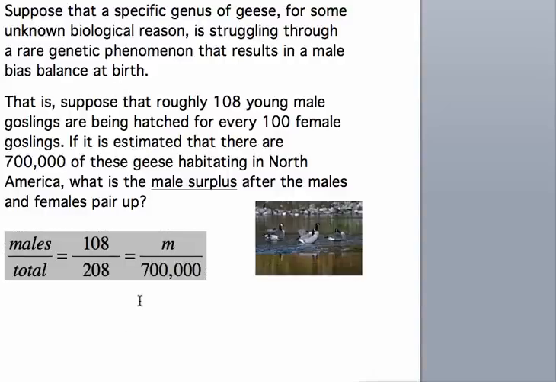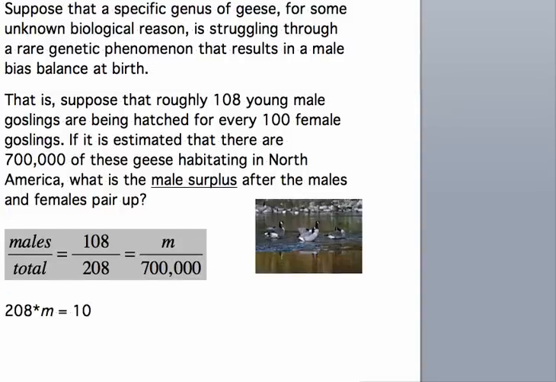Now in order to solve this proportion correctly, we're going to need to do some cross multiplication. So I'm going to take the 208 and I'll be multiplying it by the variable m for male goslings or male geese. And then I'm going to let that be equal to the 108 multiplied by the 700,000. Obviously in order to solve that for m, we're going to need to get 208 divided over on the other side.